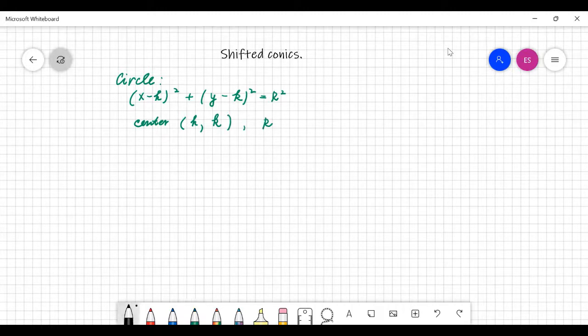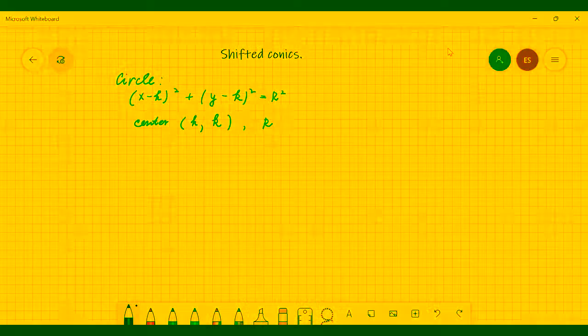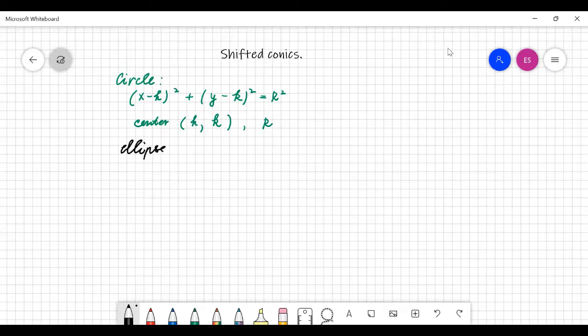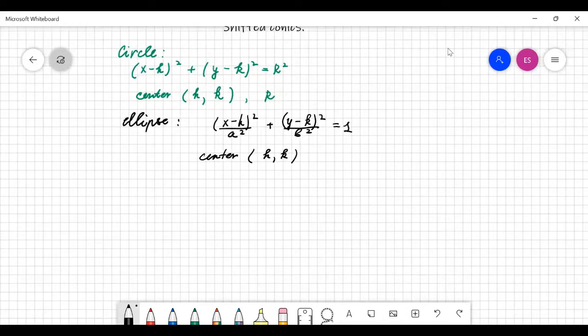Well, what is going to happen to an ellipse if we apply the same transformation? An ellipse looks like a circle, just a little different, right? So we can have x minus h squared over a squared plus y minus k squared over b squared equals 1. Basically very similar to a circle. The center of the ellipse is going to be shifted to h, k. I'm going to consider one example for a shifted ellipse. So basically you graph a normal ellipse and then shift it, placing the center of that ellipse at point h and k.